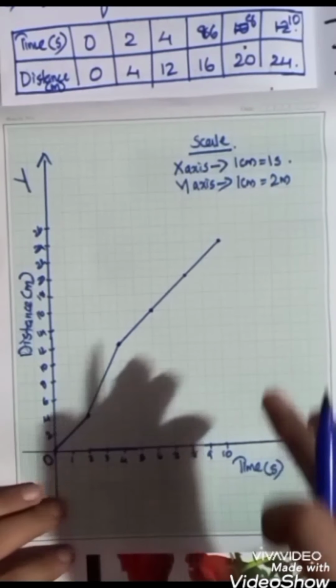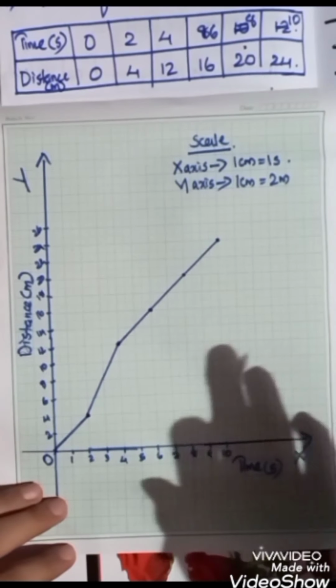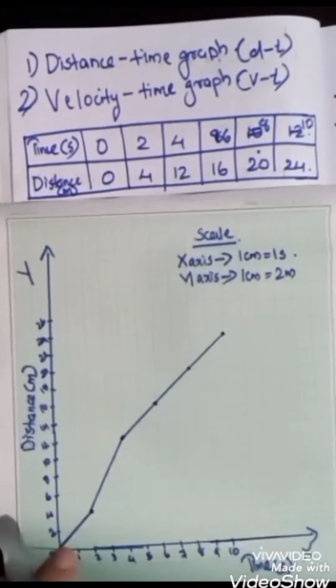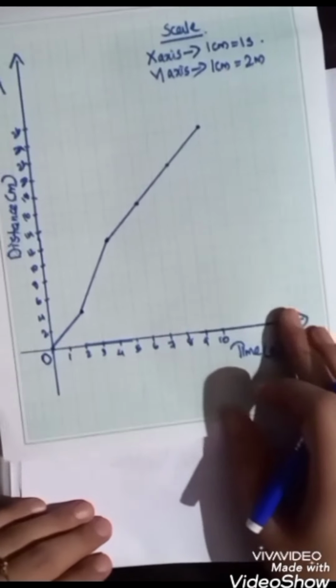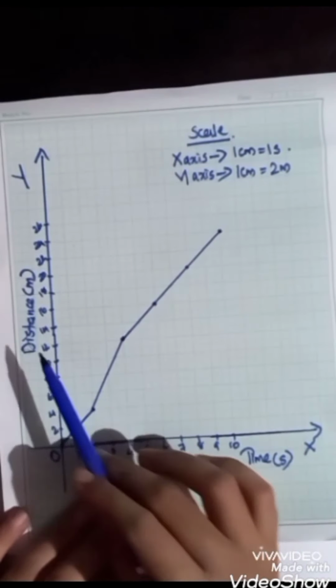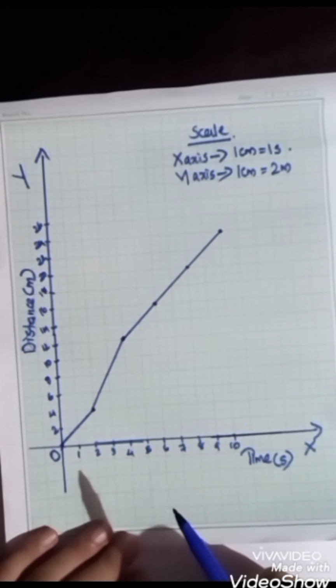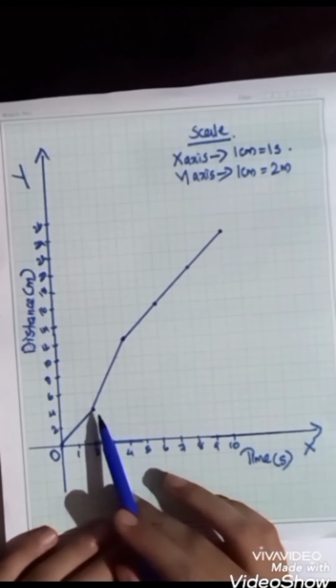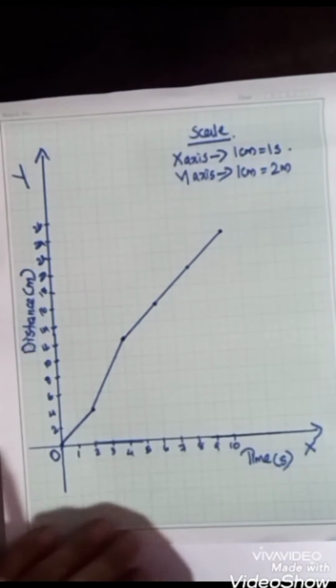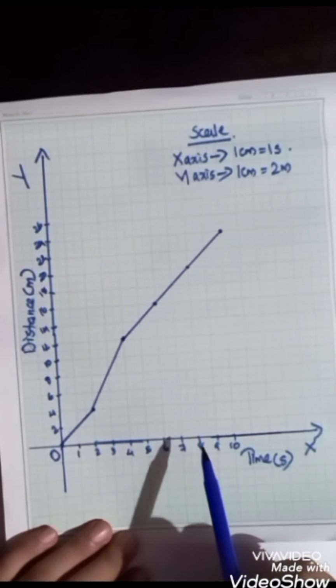By using this distance time graph, we get certain data. First of all, the distance covered by the body at a particular time can be read from this graph. But we also get the speed. We can use this distance time graph to determine the speed of the object. That is, the slope of this graph is the speed.